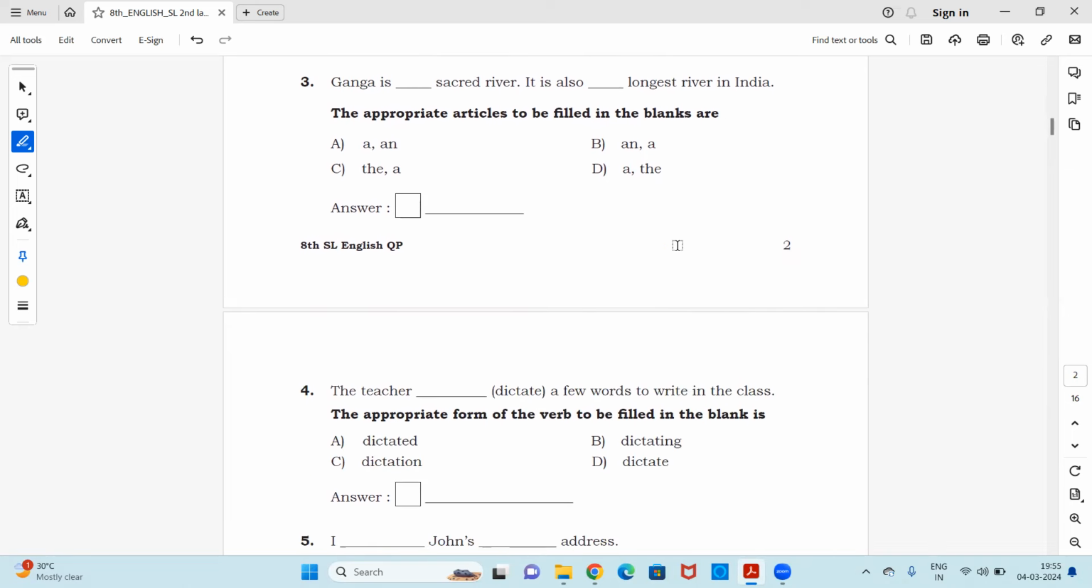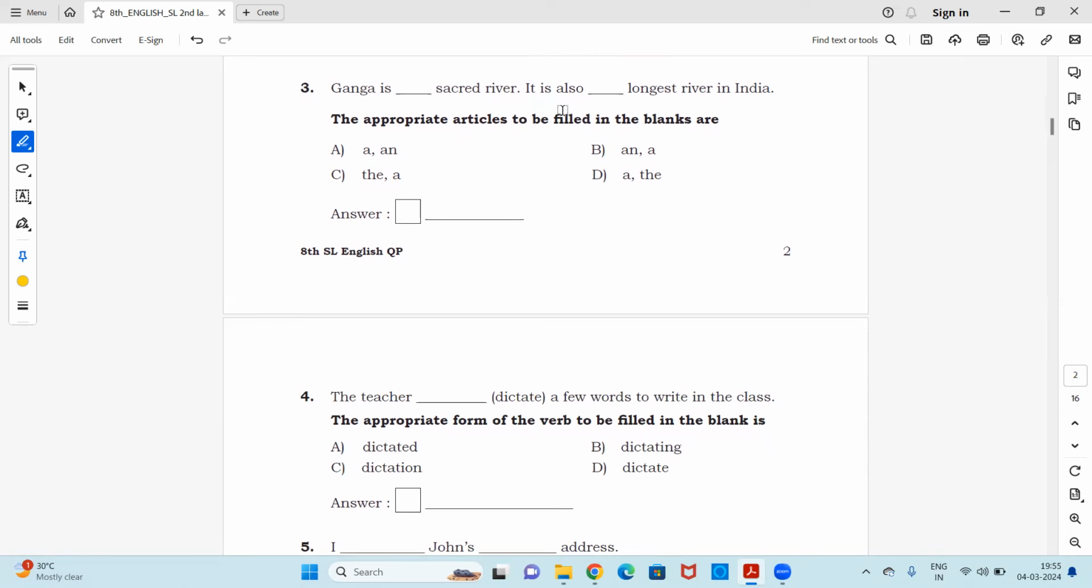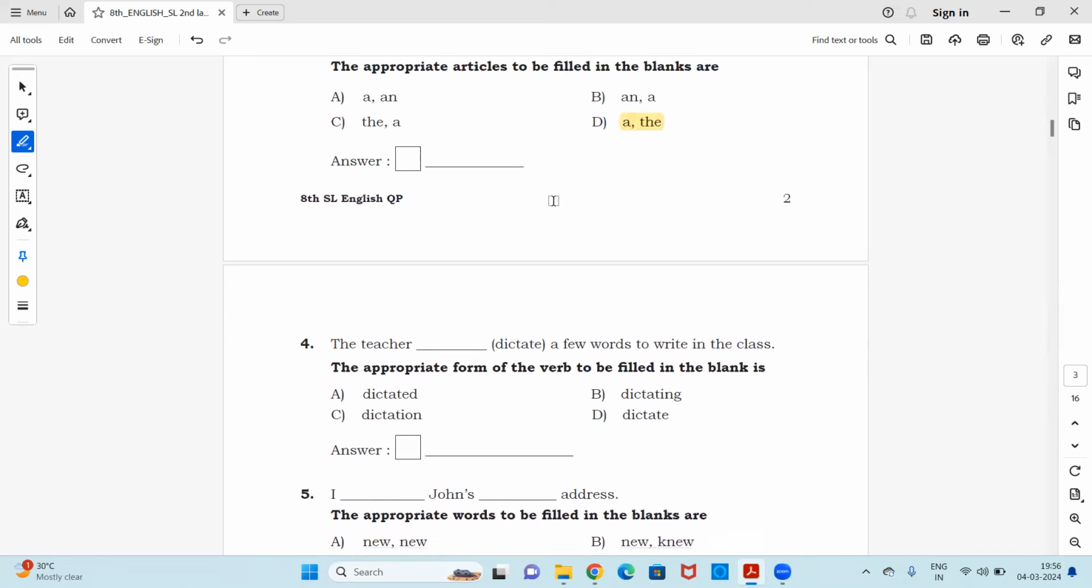Next, Ganga is dash sacred river. It is also dash longest river in India. The appropriate articles to be filled in the blanks, which is the most suitable? Is it a, an, the, or the? So Ganga is a sacred river. You will write a here, and it is also the longest river. So option D would be the right answer.